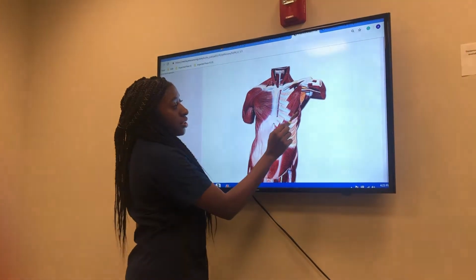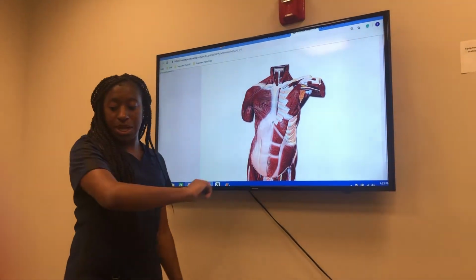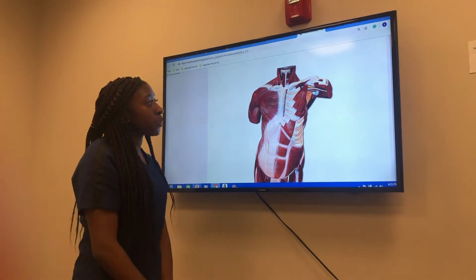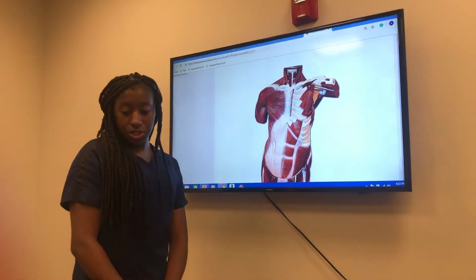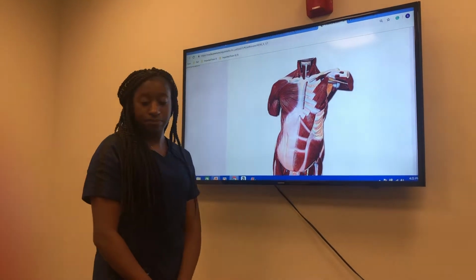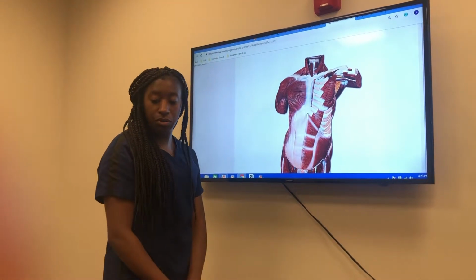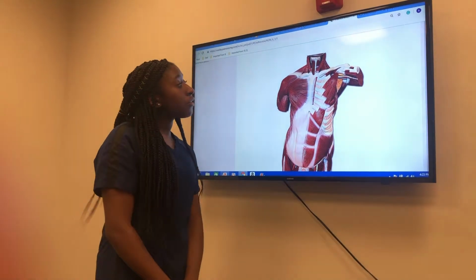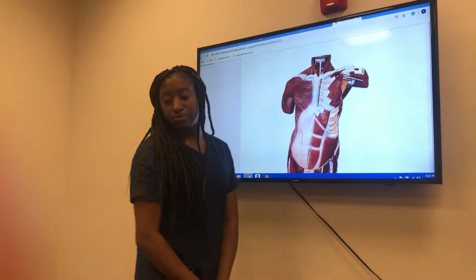This muscle here is the serratus. The origin is by a series of muscle slips from ribs 1 through 7. The insertion is the anterior surface of the vertebral scapula. The action, it abducts and raises the arm. And the nerve is the long thoracic nerve.